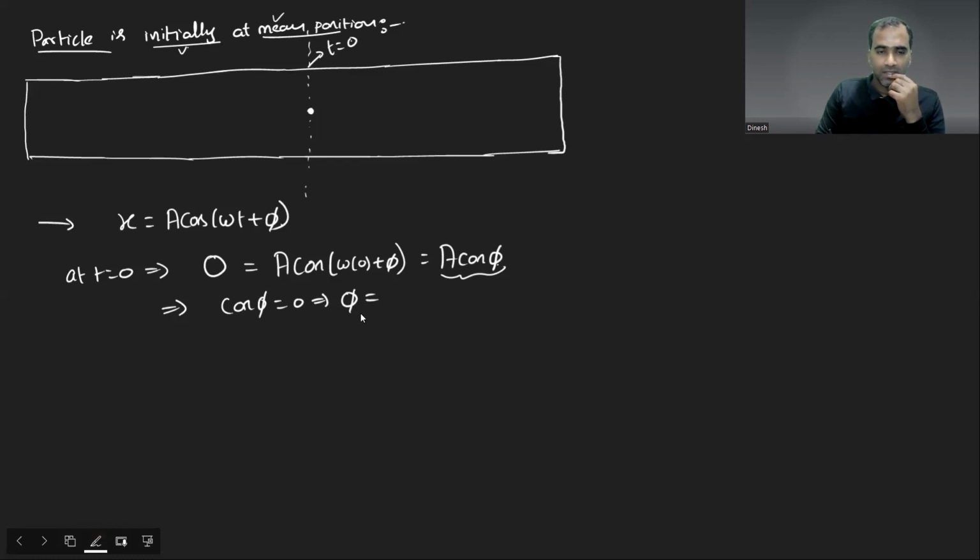90 degrees. Correct. Cos phi is 0, so phi is 90 degrees. Very good, pi by 2, or 3 pi by 2 is also right.